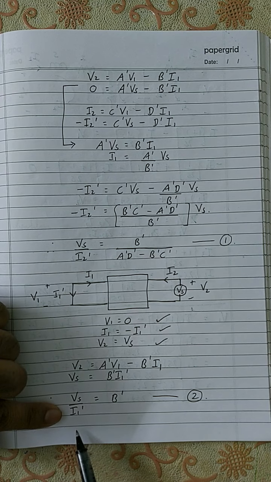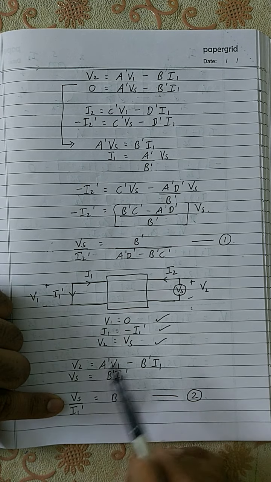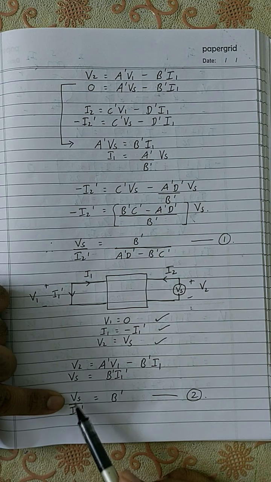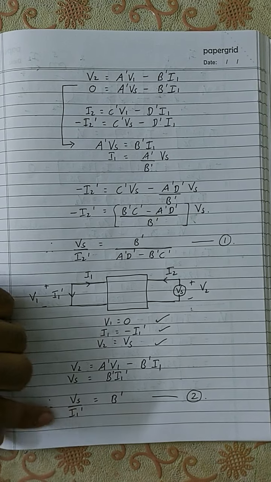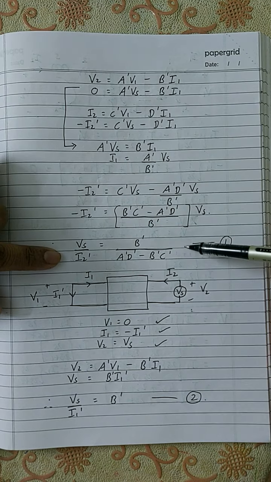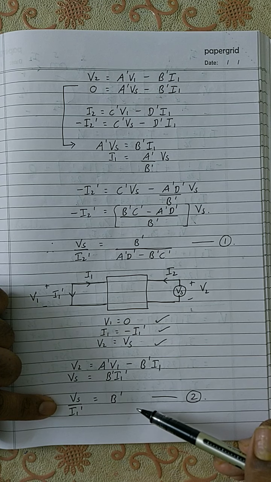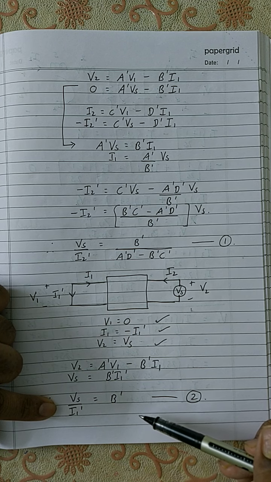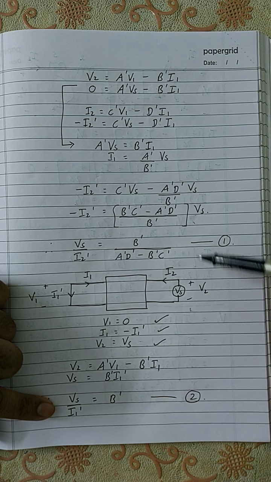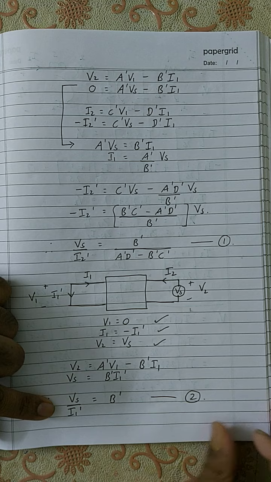So already I found the excitation to response. I'm trying to find, this is the excitation, this is the response. So I'm trying to find Vs by I1 dash. Therefore Vs by I1 dash is equal to B dash. So this is the excitation to response of the first case, and this is the excitation to response of the second case. For this network to be reciprocal, these two ratios must be equal to each other.